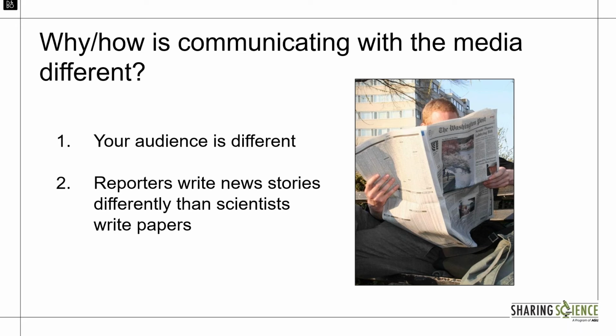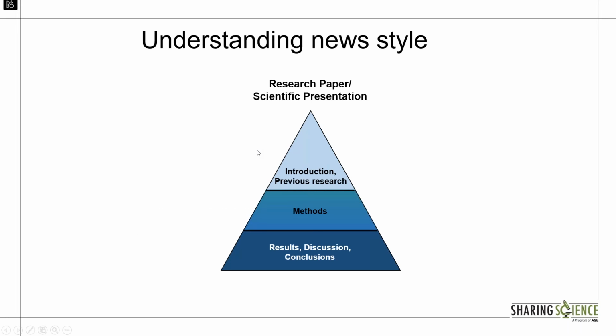So first, let's talk a little bit about how communicating with the media is a little bit different from communicating with your fellow scientists. One, as Shane already talked about a bit, your audience is different. So obviously when you're talking with other scientists, you share a lot of common understanding of the field, of how you do things. When you're talking to a journalist, again, your audience is everybody who reads that journalist's work or watches their channel or listens to their radio program.